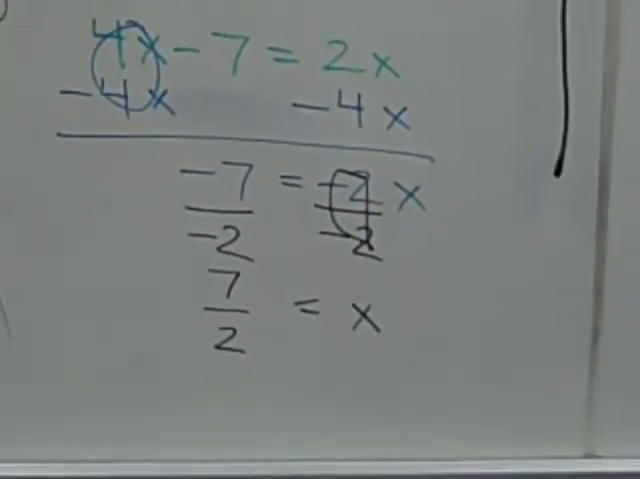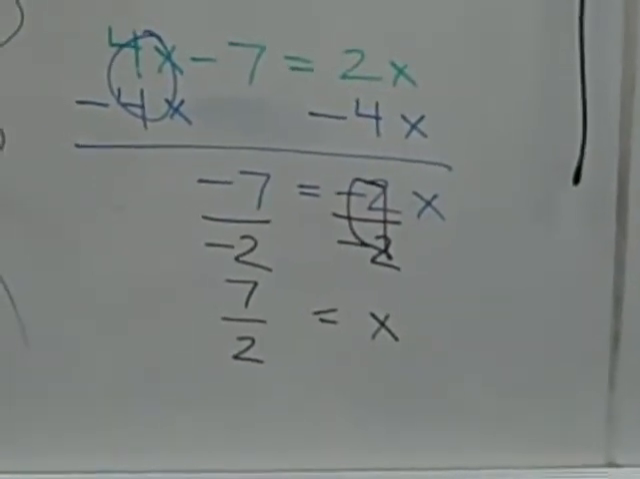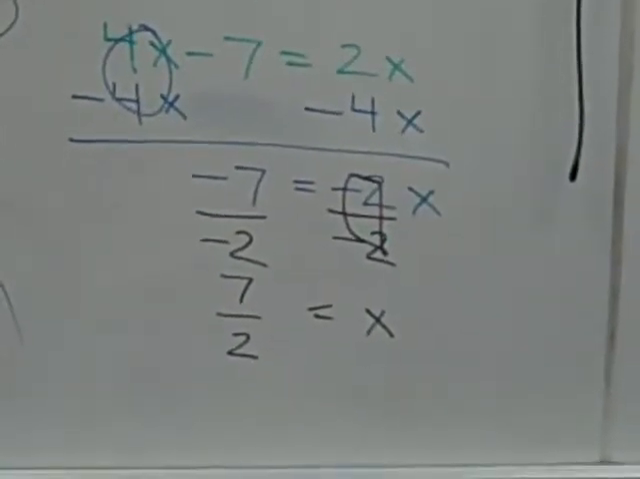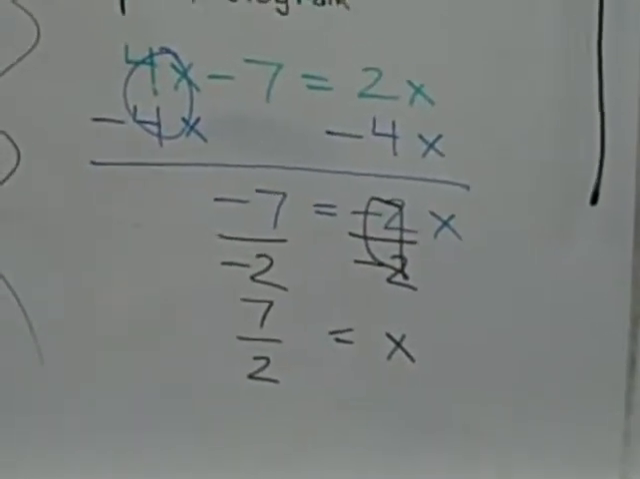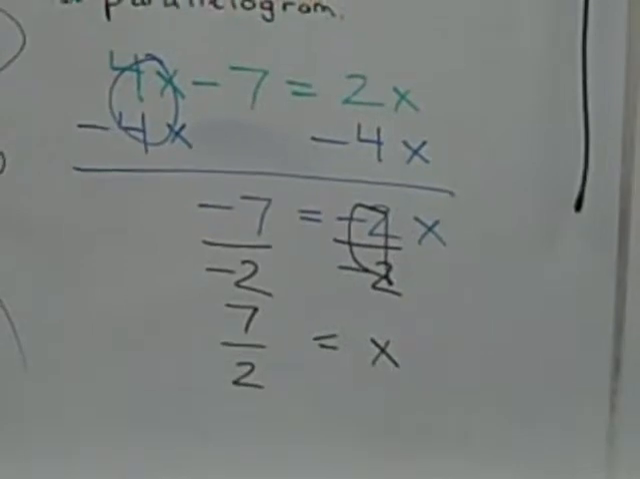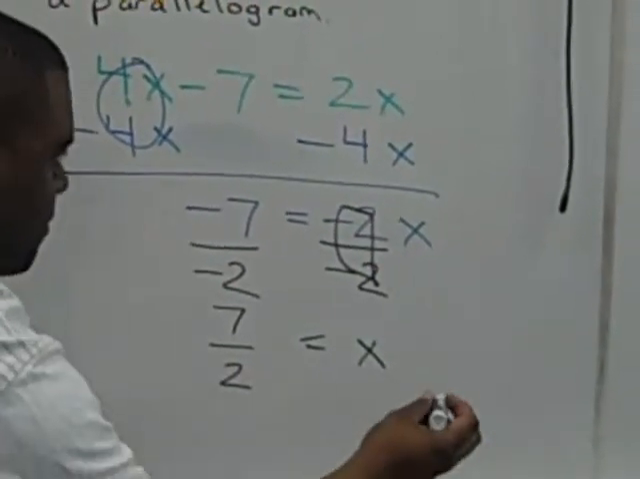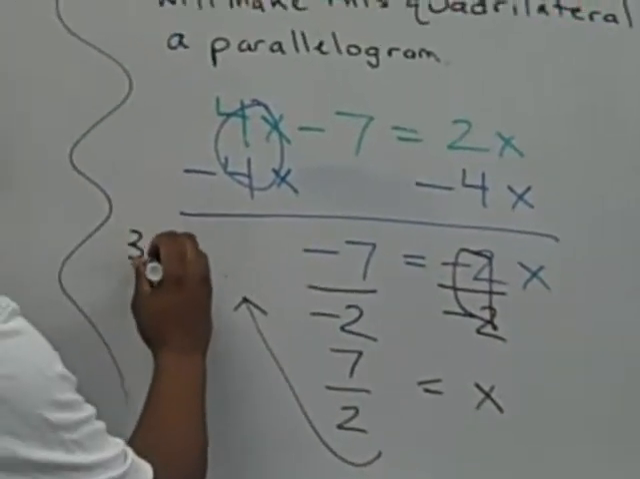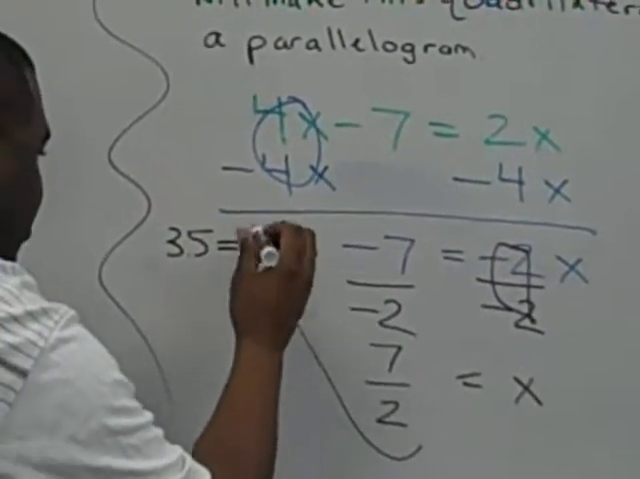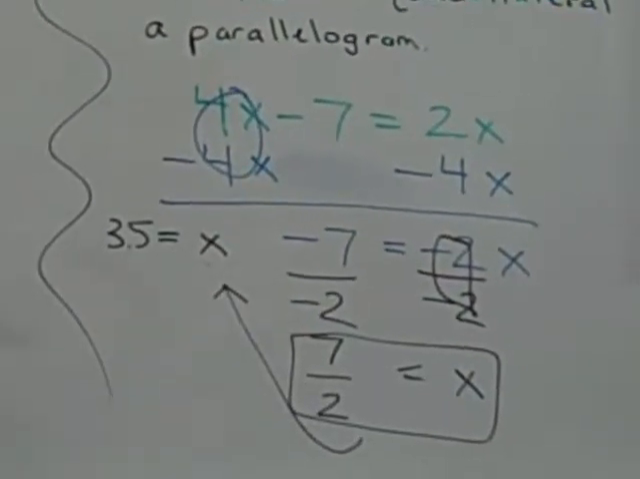Now, if you wanted to keep it like that, that is okay. Because I told you before that having fractions instead of decimals is perfectly okay. But if you want to make a decimal, how much would 7 over 2 be? Yep. Let's see here. We're going around the room here, aren't we? 3.5 equals x. So either one of these is acceptable.